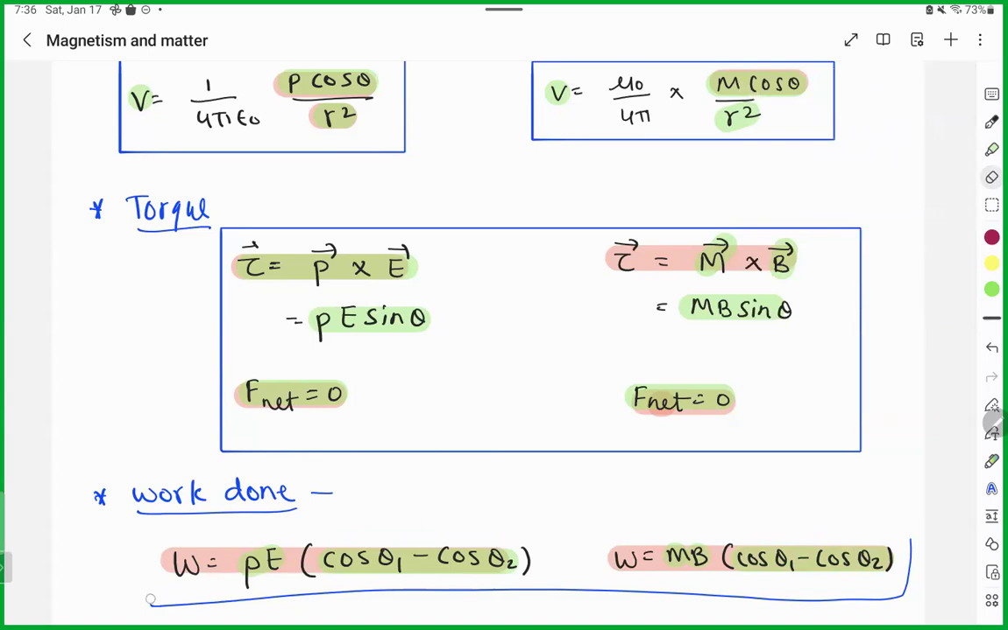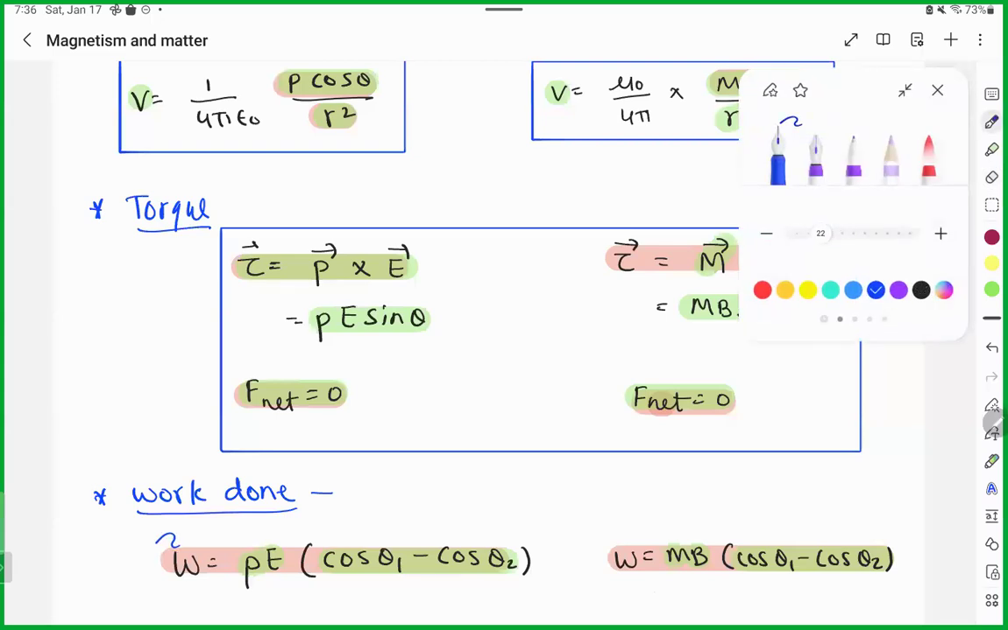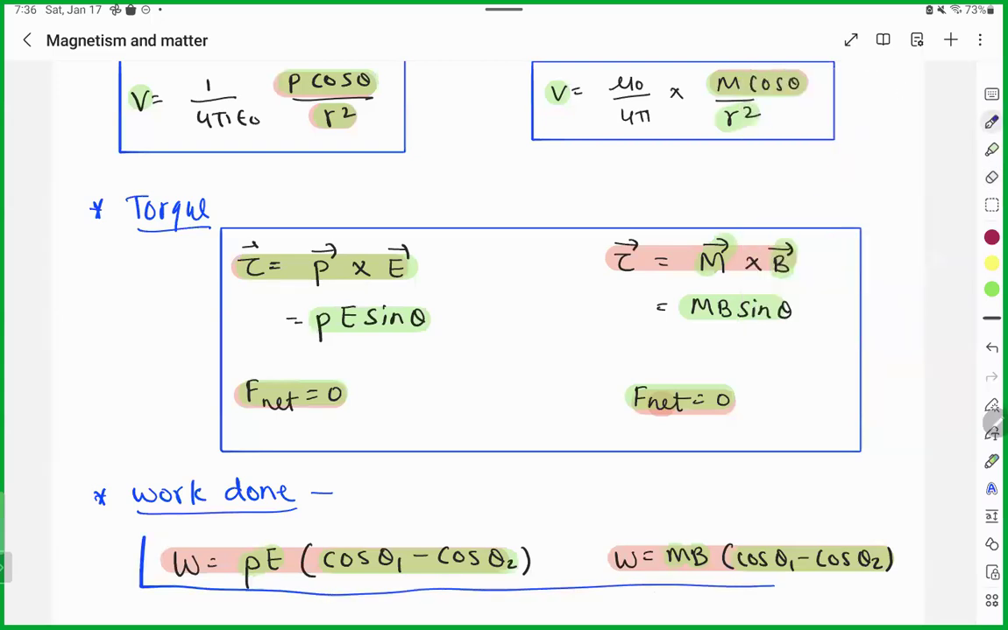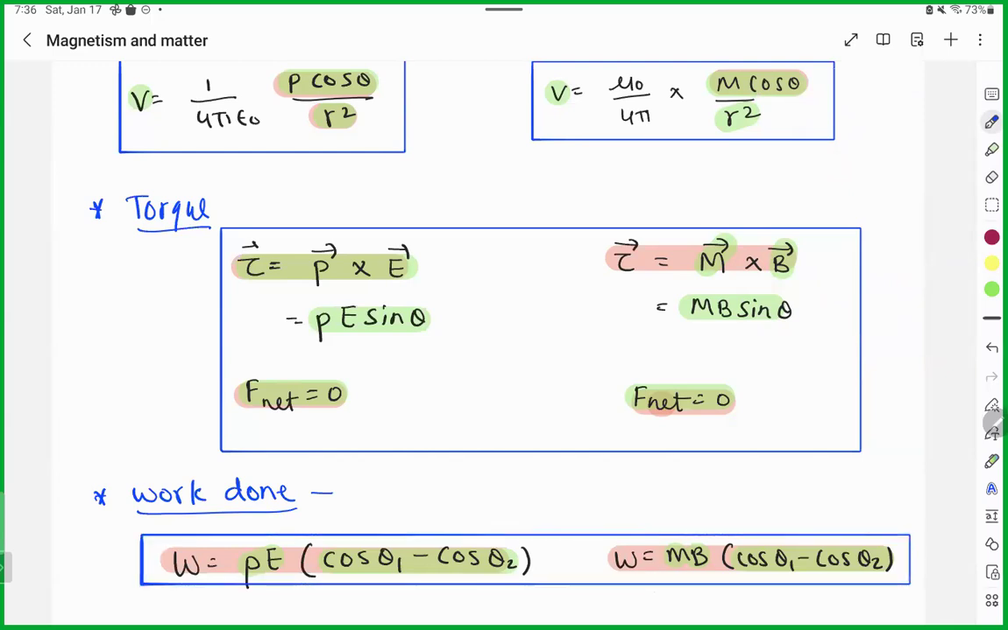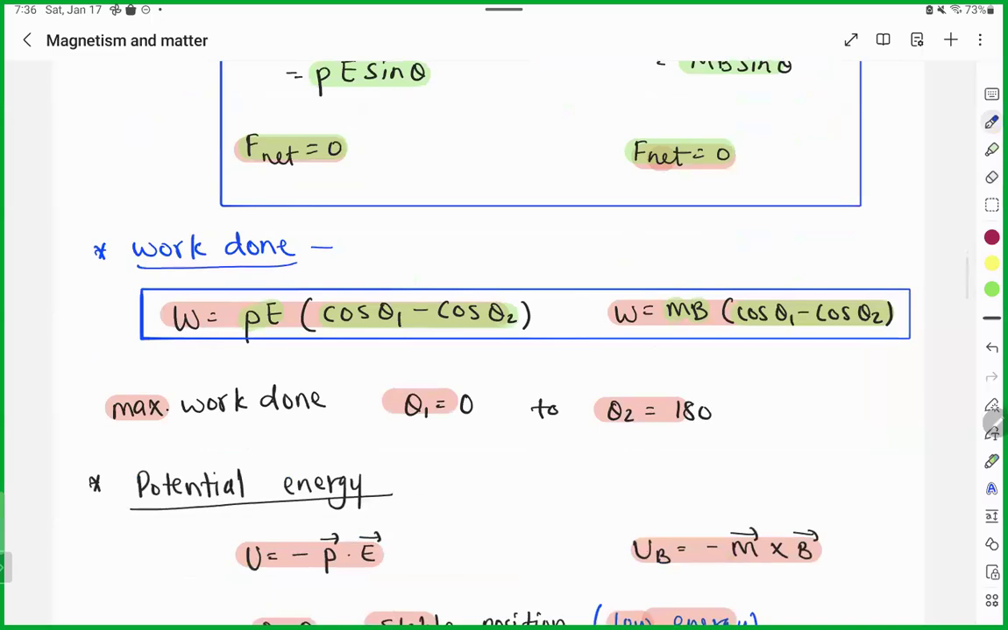Any doubt, guys? Okay. Maximum work done remains same.